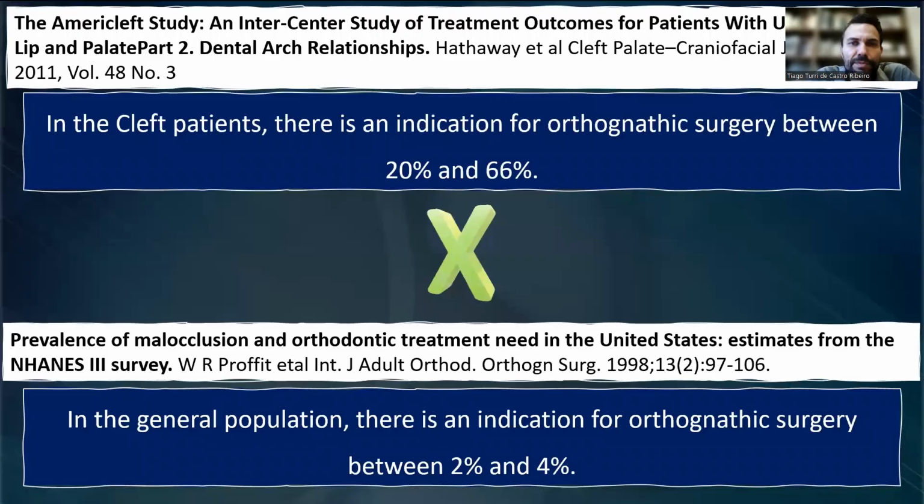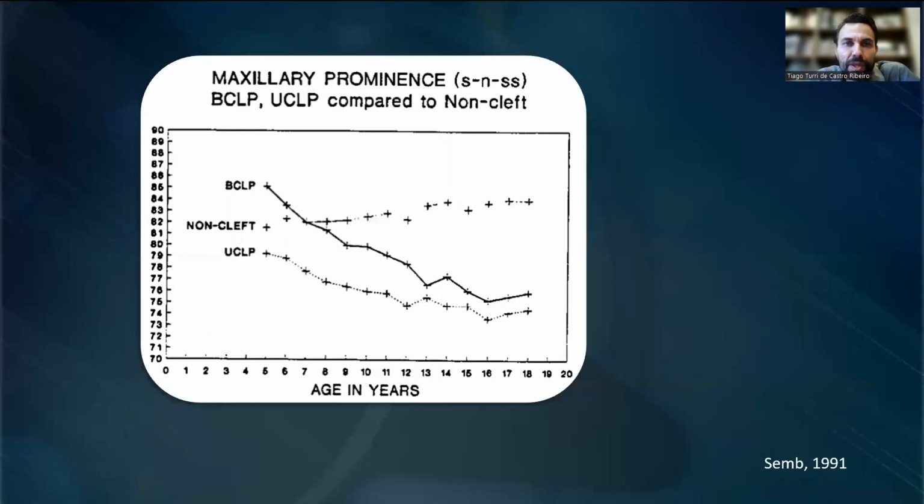The first major difference relates to the frequency at which orthognathic surgery is needed, which is 20 to 66% in cleft patients and only 2 to 4% in the general population. In this very useful chart from a publication by Dr. Sand in 1991, we can see the sagittal growth deficiency of the maxilla in UCLP and BCLP patients. Compared to patients without cleft, the maxilla of patients with cleft shows a progressive deficiency of sagittal increment over the years, expressed by the SNA angle.